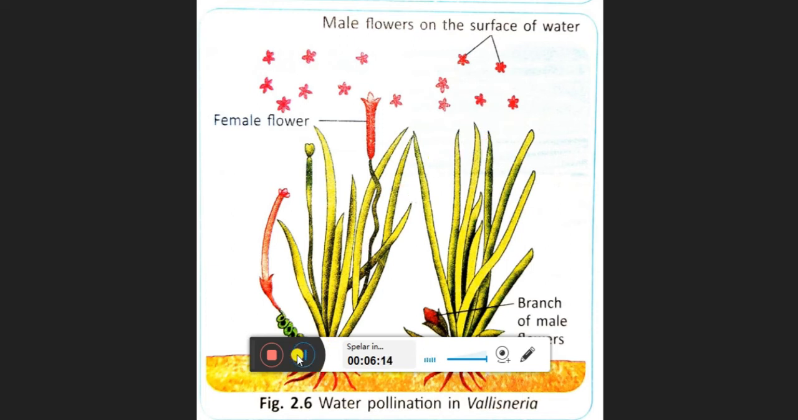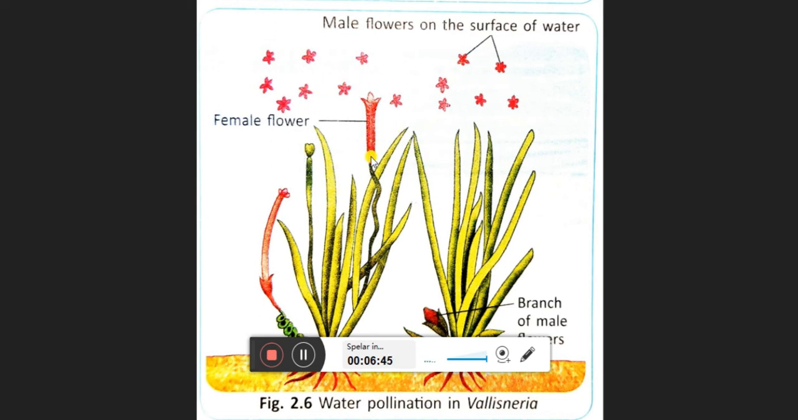The main thing in the process is that when the flowers get mature, they get separated from the parent plant and float over the surface. As they mature, they start floating over the surface of the water, and at the same time the female flower rises to the surface of the water and floats. It is already attached. It does not detach itself just like the male.